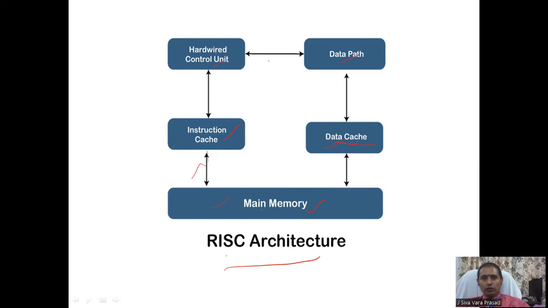The hardwired control unit controls both the data path as well as the instruction path. The hardwired control unit controls the data path, and that data path connects the data cache to main memory. Similarly, the instruction cache is also controlled by the hardwired control unit, and it sends instruction-related information to main memory. Indirectly, this is like a ROM and this is like a RAM, and both the ROM operation and the RAM operation are controlled by the hardwired control unit. Finally, the instruction information and the data information both come to main memory. This type of architecture is called a RISC architecture.